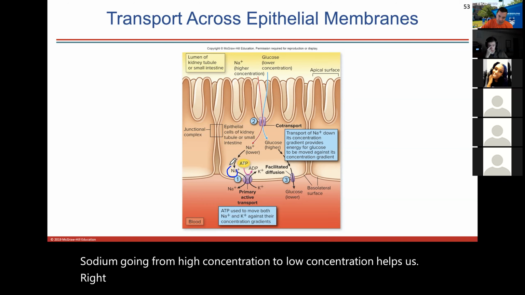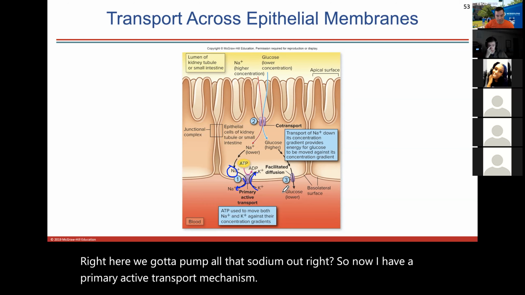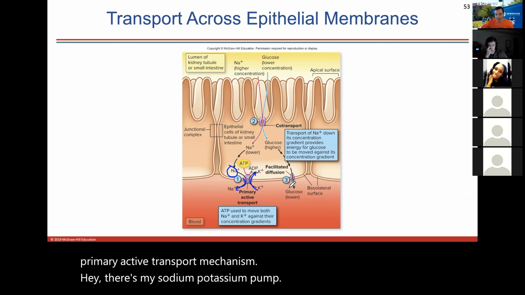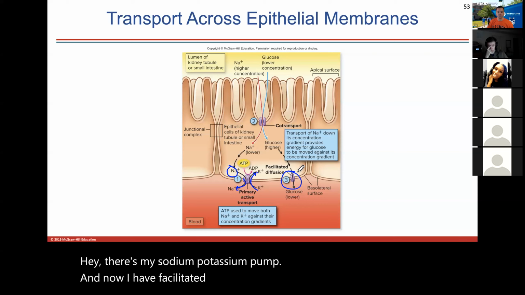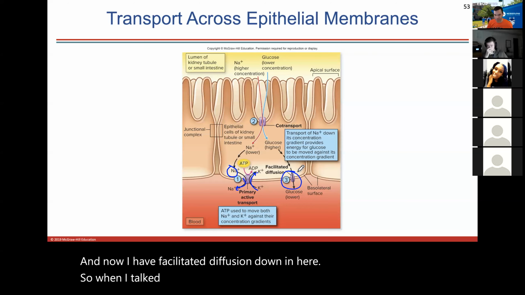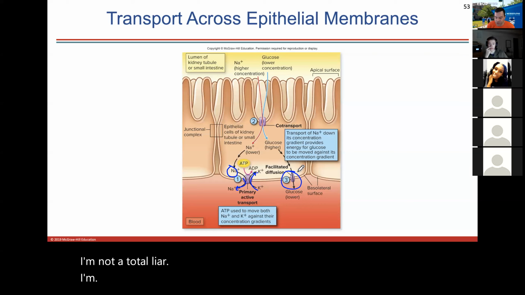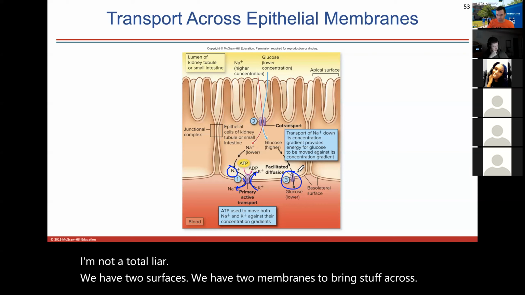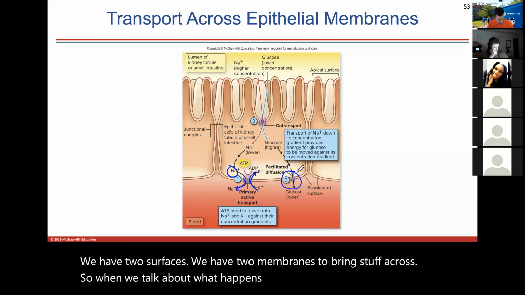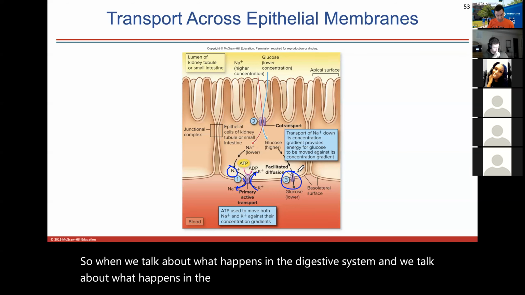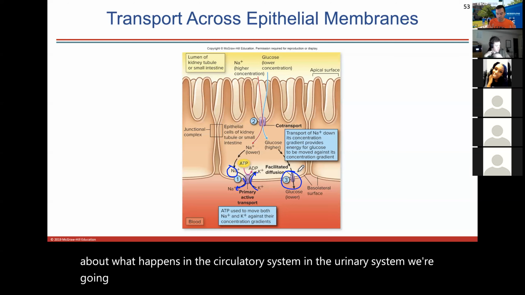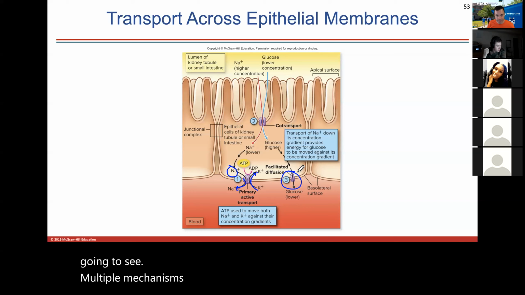Sodium going from high concentration to low concentration helps us. Right here, we've got to pump all that sodium out, right? So now I have a primary active transport mechanism, my sodium potassium pump. And now I have facilitated diffusion down in here. So when I talked about GLUT transporters being facilitated diffusion, I'm not a total liar. We have two surfaces, two membranes, to bring stuff across. When we talk about what happens in the digestive system, the circulatory system, and the urinary system, we are going to see multiple mechanisms in a cell, bringing stuff into and removing it from the cell.